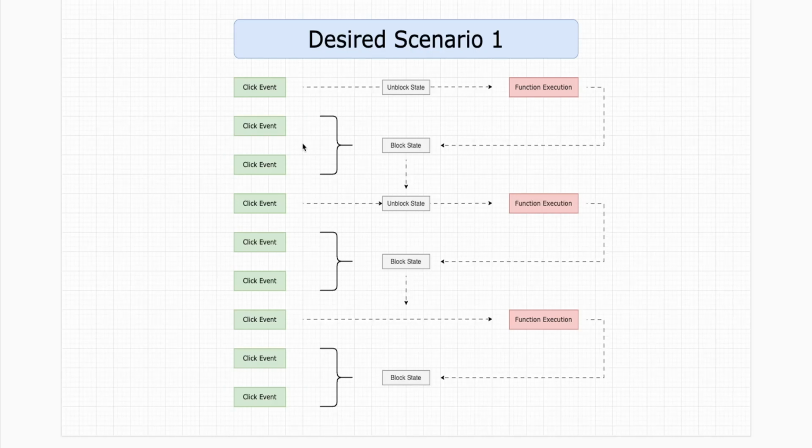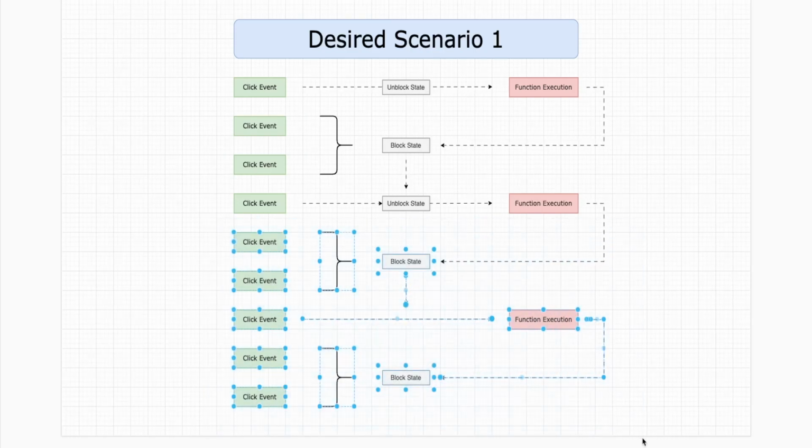And then after a specific period of time which we are going to define, it will switch back to the unblocked state. When it is in the unblocked state, if any click event happens, again we call the callback function, and as soon as the callback function execution is complete, we move the throttle function back to the blocked state, and again the same process continues. So this is the thing we want to achieve.